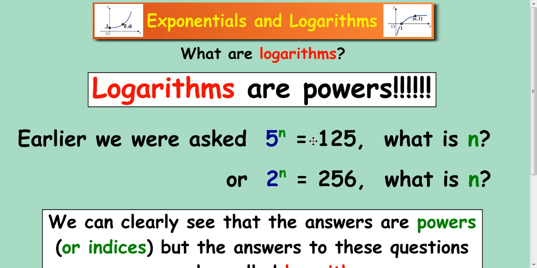5 to the power n equals 125. We've been asking earlier, what is n? Or 2 to the power n equals 256. What is n? We can rewrite this in a different way, and that's called a logarithm. And we're going to look at that in the next slide.